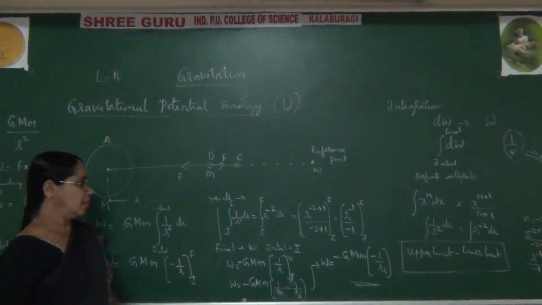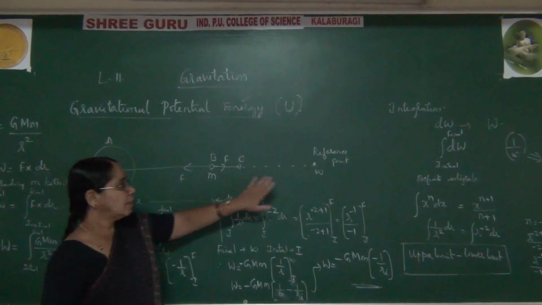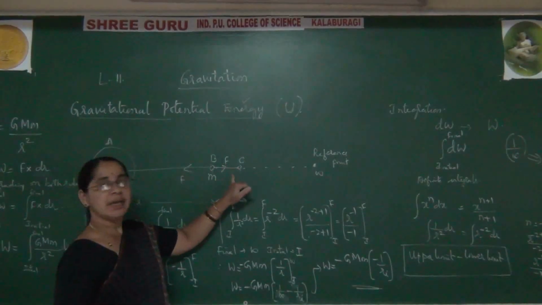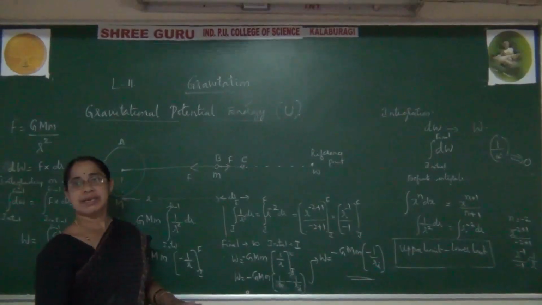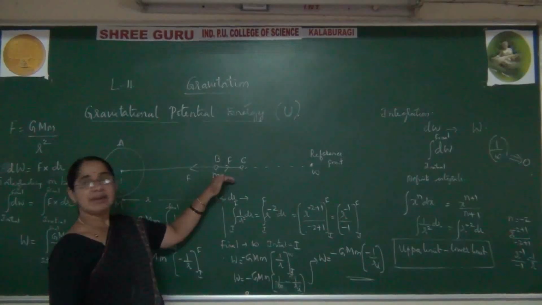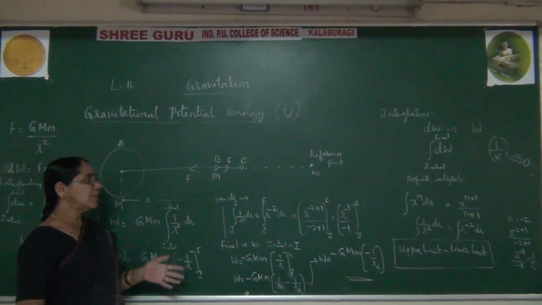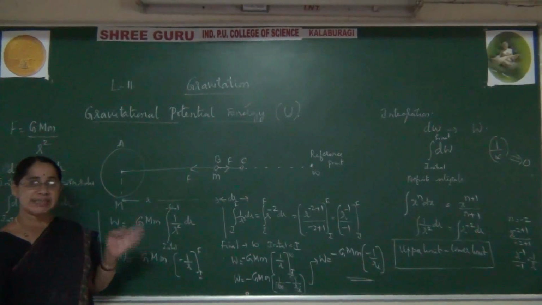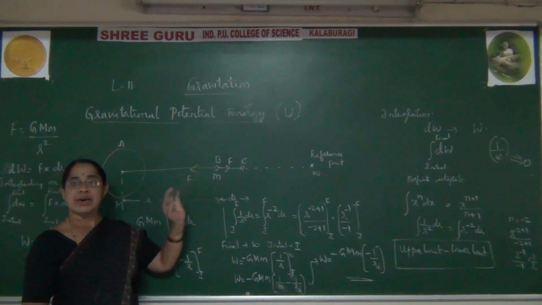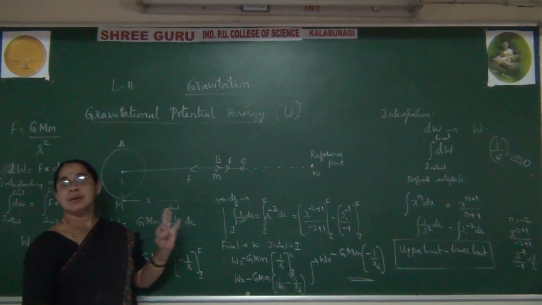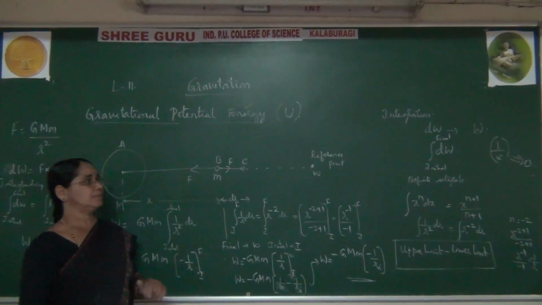But remember, if this object is moved very slowly, you are bringing this object very slowly without using kinetic energy, you are going with constant velocity. When you are going with constant velocity, at that time you have one concept where work done is always equal to difference in potential energies. That concept we use here. Finally we get the expression.